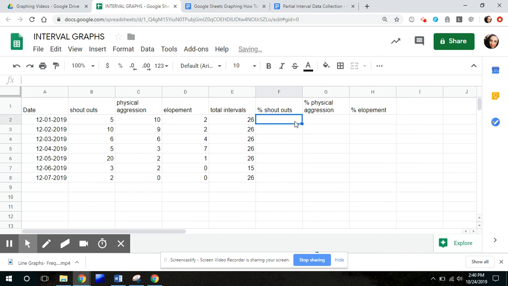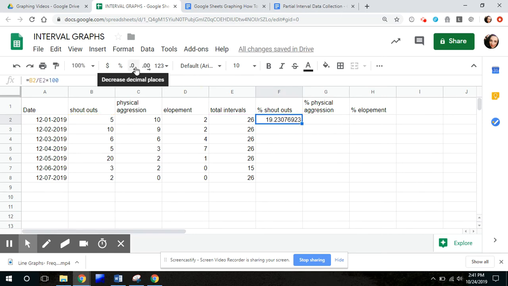All right, so now I'm going to put my formula in. So it's equals, so shout out. So I'm going to say B2. The shout outs are in column B. My first row of data is 2 divided by the total. So that's E2, and then this is a percentage, so we're going to multiply times 100, and the multiply symbol for formulas is that little star or asterisk. All right, then it gives me this.